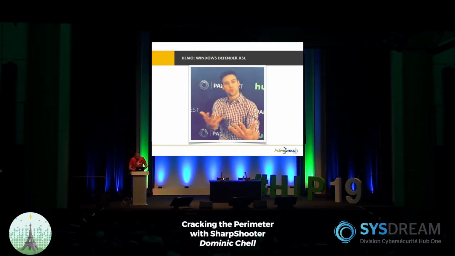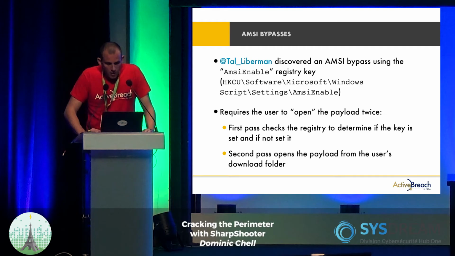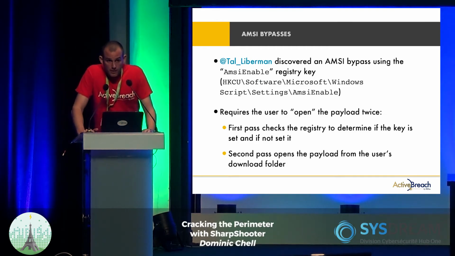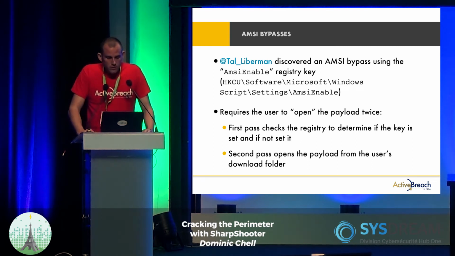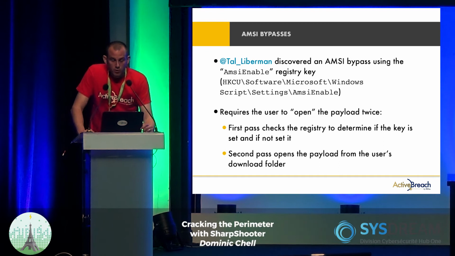So as I said, that technique worked reasonably well until Microsoft added AMSI support to scriptlets earlier this year. So let's talk about some other bypasses that directly focus on AMSI. Well, Tal Liberman discovered quite a simple little trick. Essentially, there's a registry key that's accessible in the current user hive called AmsiEnable. If this key is set to 0, then AMSI is completely disabled.